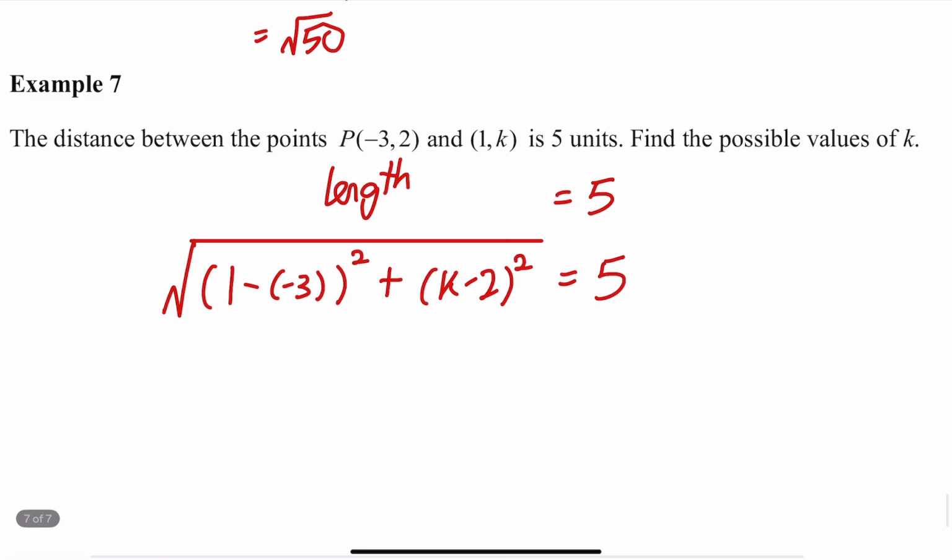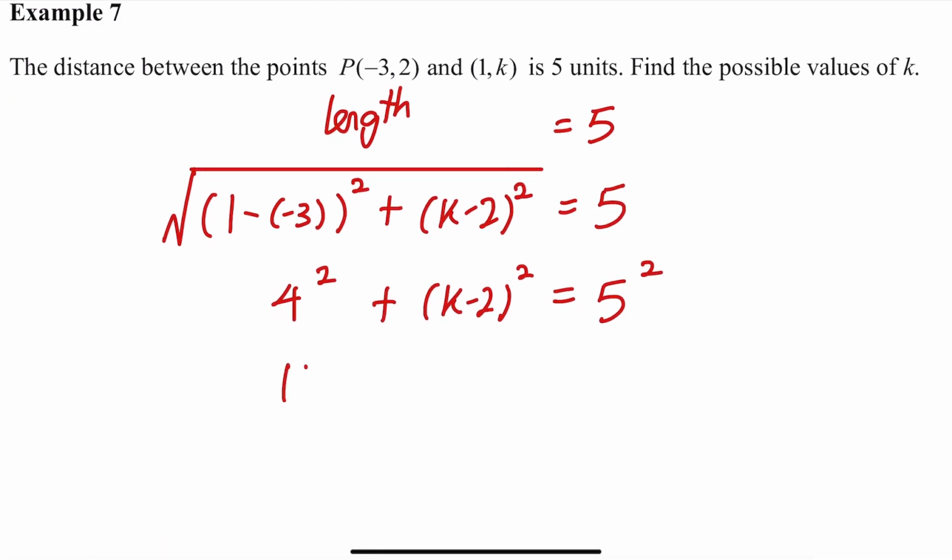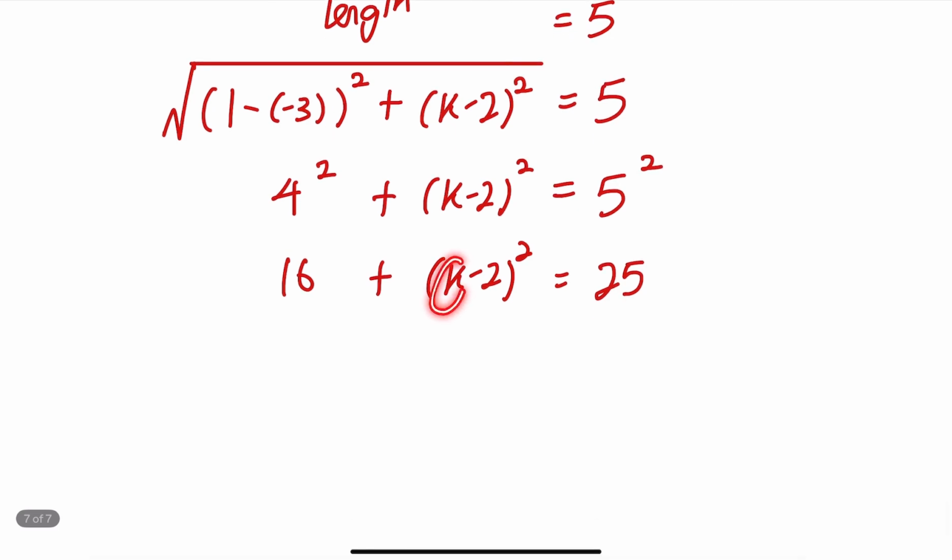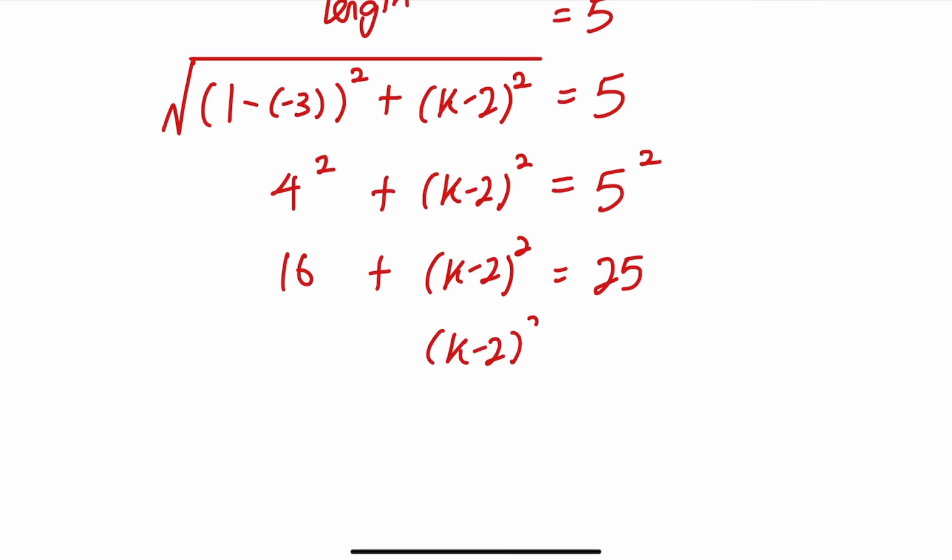Therefore I simplify this, square both sides to get rid of the square root. I simplify this as well. 1 minus negative 3 is 1 plus 3, which is 4 square, plus k minus 2 square. Square both sides, it will be 5 square. Then from here, this will give me 16 plus k minus 2 square equals 25. Therefore from here, to find out what k is, I subtract 16 from both sides of the equation. I'll get k minus 2 square equals 25 minus 16. Therefore, k minus 2 square is equal to 9.